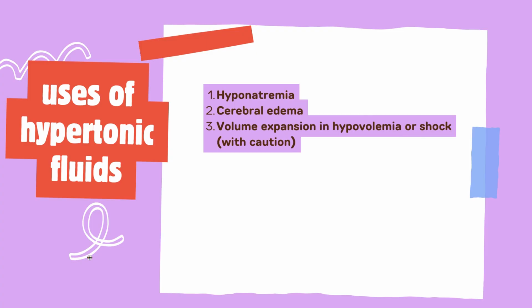In certain shock cases, hypertonic fluids like D5 normal saline can pull fluid into the bloodstream and help to improve the blood pressure. In those cases, it's used with caution and typically in combination with an isotonic fluid.